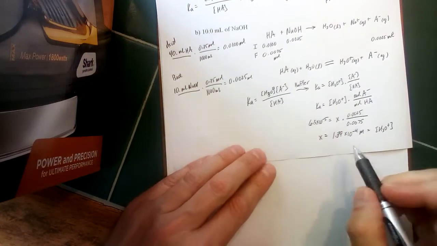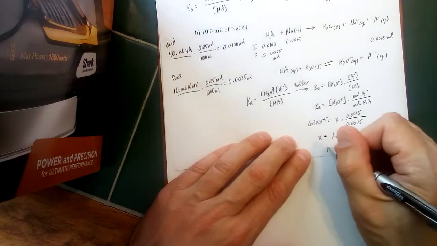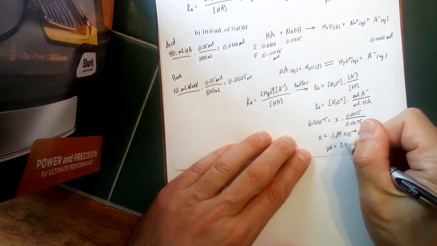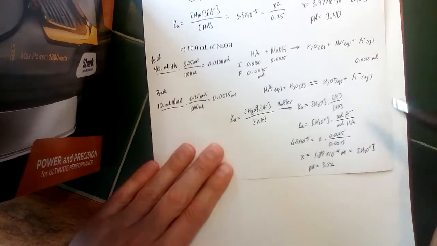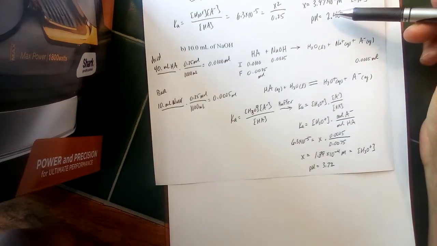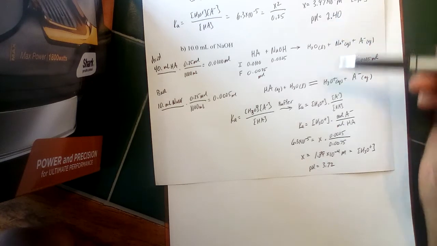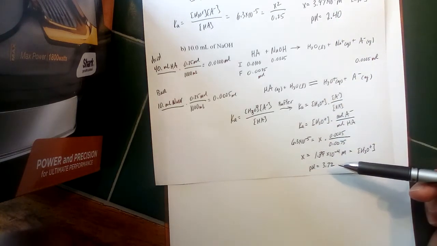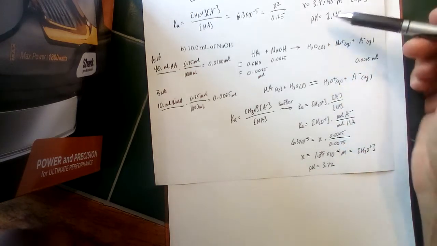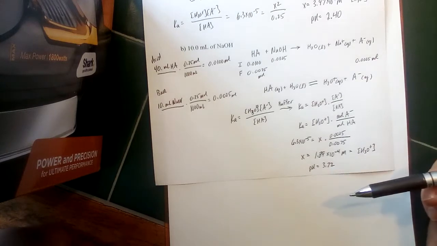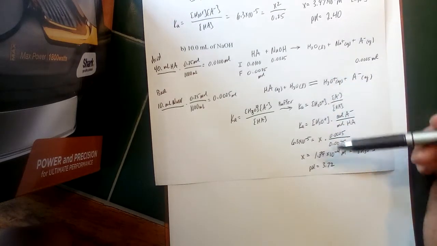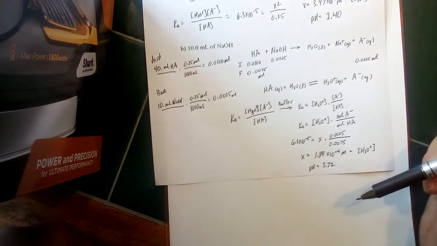So I take the negative log of that to get the pH, and the pH here is 3.7. Again, we should compare that to part A. We started out at 2.4. We've added some strong base. The pH went up. That makes perfect sense. It went up just a little bit. That makes sense too, because a buffer helps moderate how much the pH is going to change.